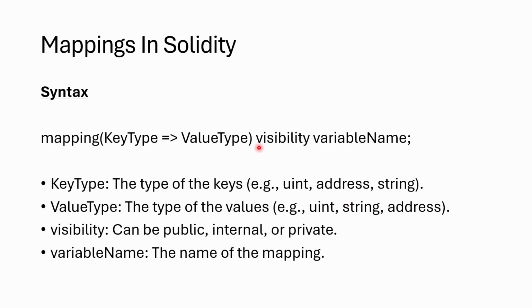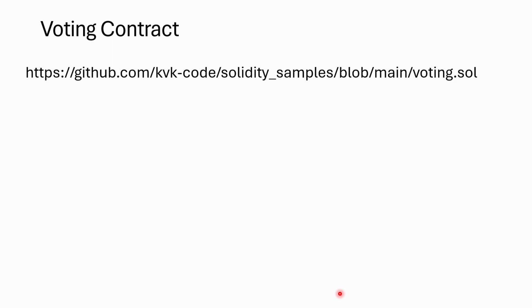Then in the syntax of defining a mapping, you have to specify a visibility within the contract. It could be public, internal or private. We will stick with public. Then you have to specify the mapping's name. Okay. So we will discuss a sample voting contract. GitHub link is shown over here.